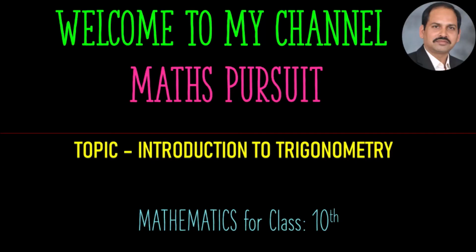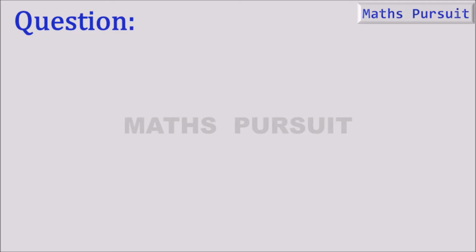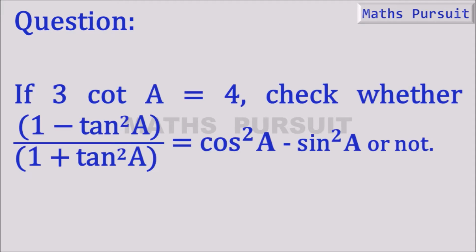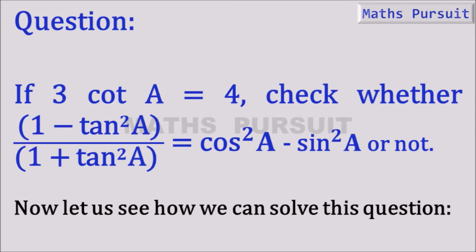Today under the topic Introduction to Trigonometry, let's see what exactly is given in the question. Now moving on to the question, it is given that if 3 cot A is equal to 4, check whether 1 minus tan square A upon 1 plus tan square A is equal to cos square A minus sin square A or not. Now let us see how we can solve this question.